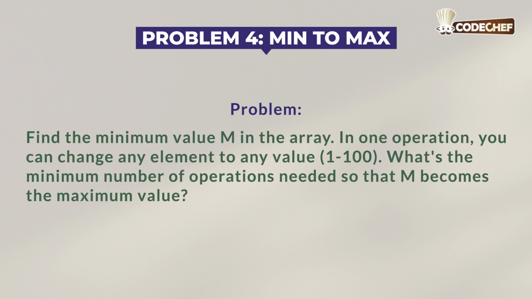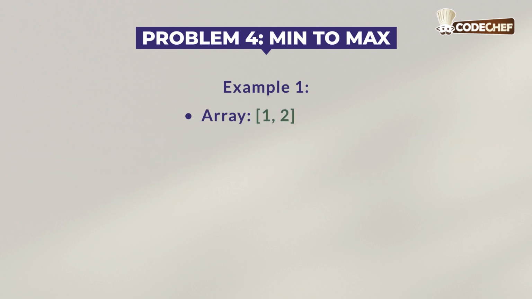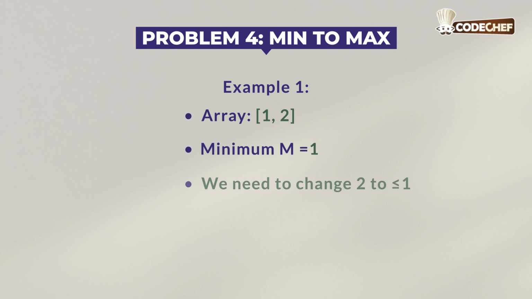What is the minimum number of operations needed so that m becomes the maximum value? Here, example 1, we have array 1, 2. Here the minimum m is equal to 1. We need to change 2 to less than or equal to 1, and we have one operation. So the result will be 1, 1.